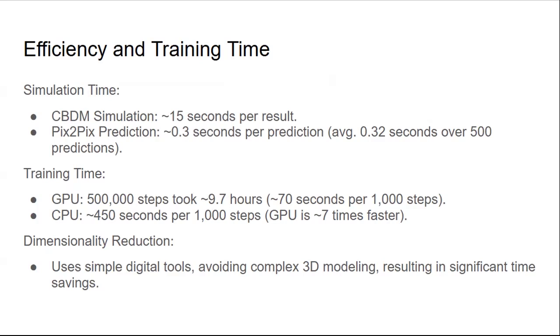The CPU to train this model took much more time. Every 1,000 steps of training takes about 450 seconds, making the GPU about 7 times more efficient than the CPU. Meanwhile, due to the simplicity of the dimensionality reduction method used in this research, the dimensionality reduction process is also very efficient. As mentioned, generating an encoded map used in this research doesn't require a 3D model, unlike the methods required in other research. Simple digital sketch tools can do the work, which also saves time compared with other dimensionality reduction and encoding methods.